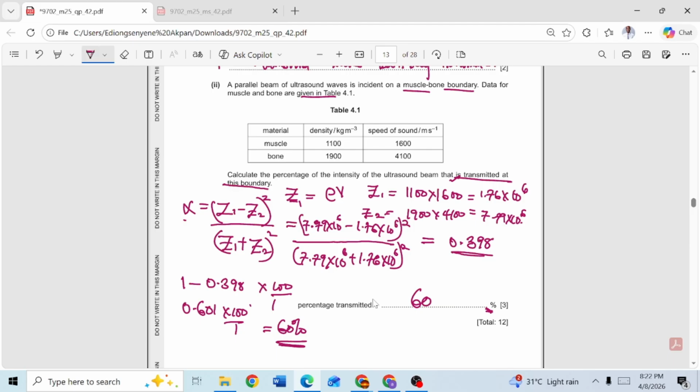Mostly for the percentage to be increased, for instance, for a pregnant woman, before ultrasound is taken, there is an application of gel on the surface. That gel reduces the amount of reflected wave. So with that, a greater amount will be transmitted to the body. So application of gel can improve the percentage of transmitted wave through the body.